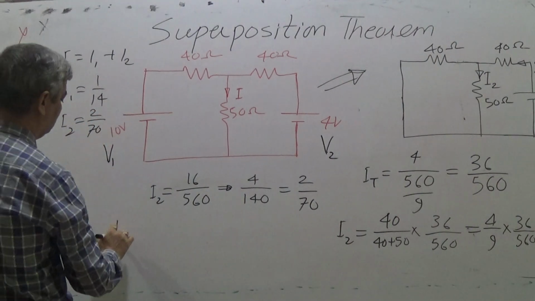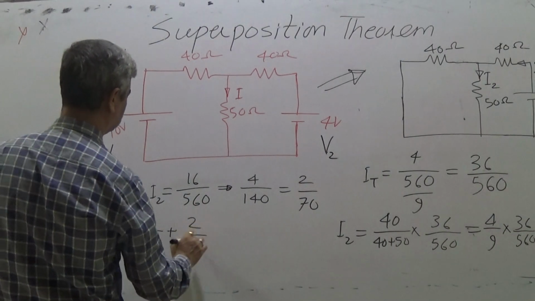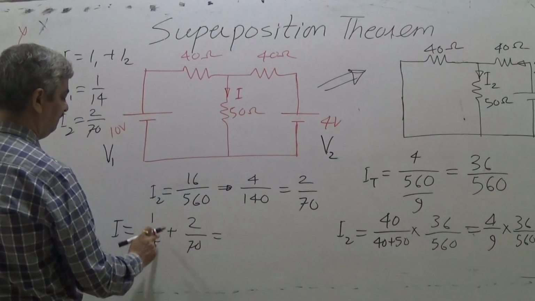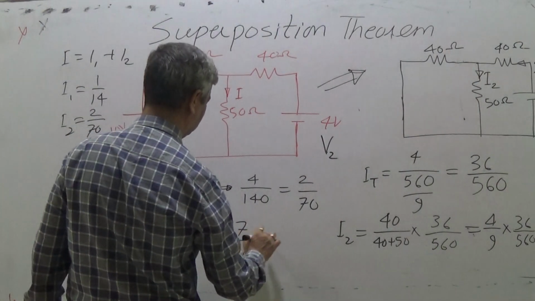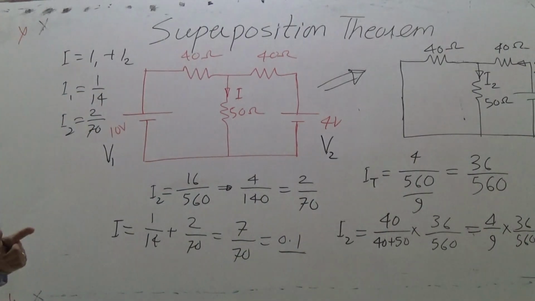So what is I? I is equal to 1 upon 14 plus 2 upon 70, that is equal to 5 upon 70 plus 2 upon 70, that is equal to 7 upon 70, it is 0.1. So I is 0.1, which is tallied.